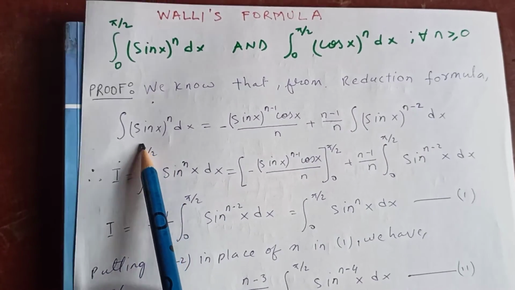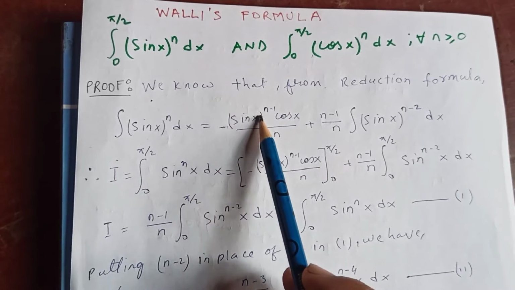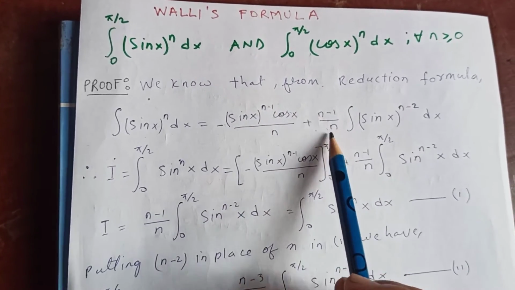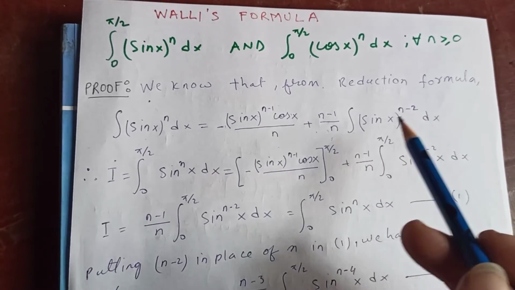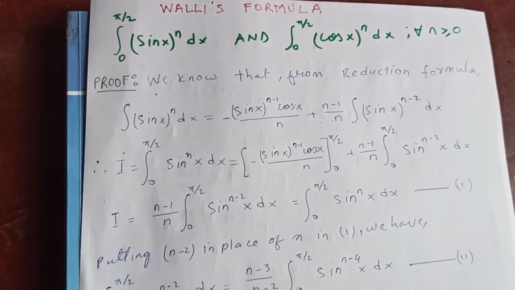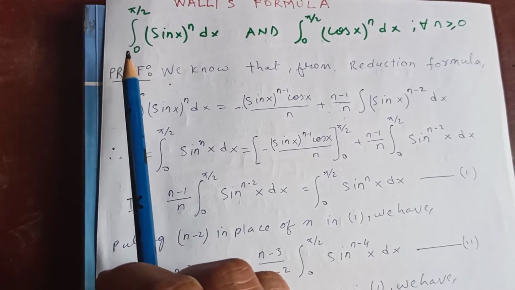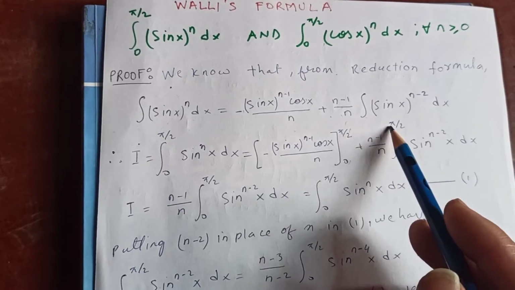The integral of sin^n x dx is minus sin^(n-1) x cos x upon n, plus (n-1)/n times the integral of sin^(n-2) x dx. This is what we have already done in the reduction formula of sine. Now we are going to put the limits from 0 to pi/2.